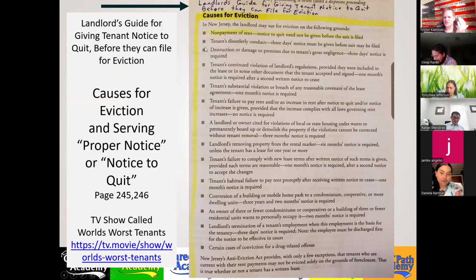We don't need to know and study this guide. This is just if you're going to be dealing with landlords and tenants or working in property management. It's good to have a guide like this handy. And you got one right here in the book, so why not?